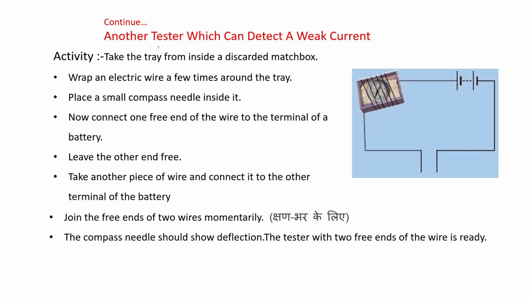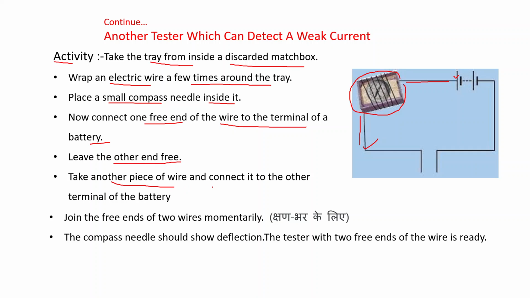Now we can make another tester using this effect. See the activity. Take the tray from inside a discarded matchbox. Wrap an electric wire a few times around the tray. Place a small compass needle inside it like this. Now connect one free end of the wire to the terminal of a battery. This one end is connected to this terminal of the battery. Leave the other end free. This end is free.